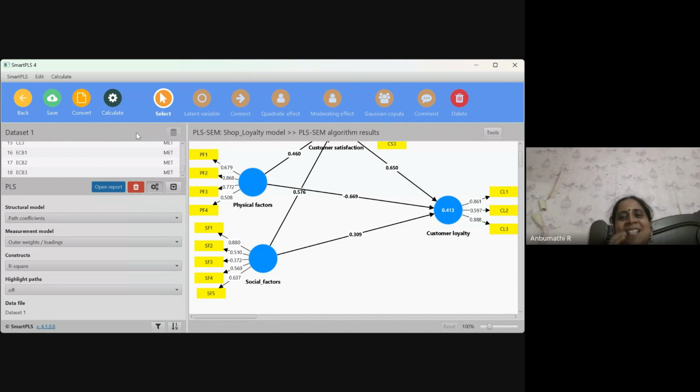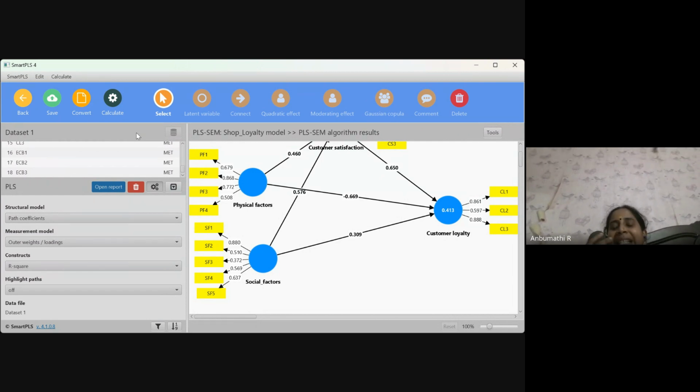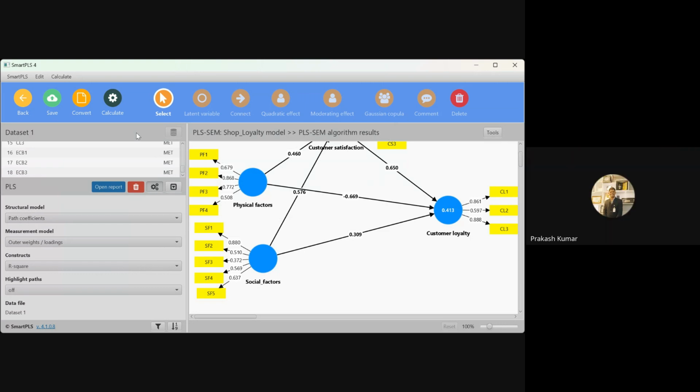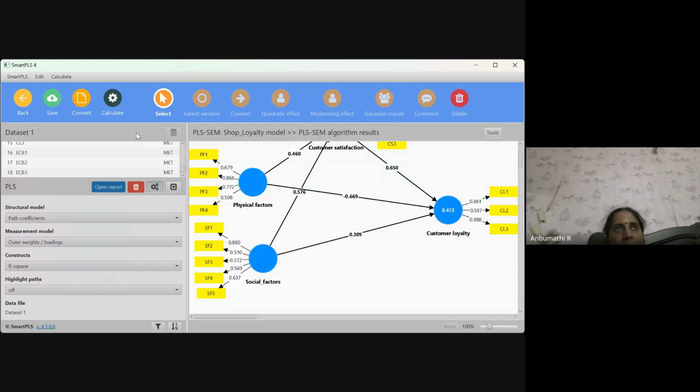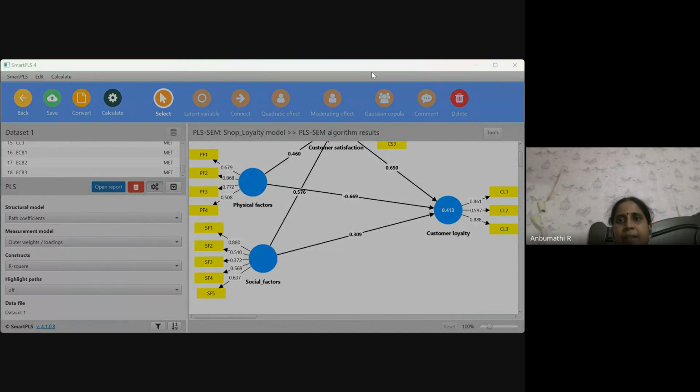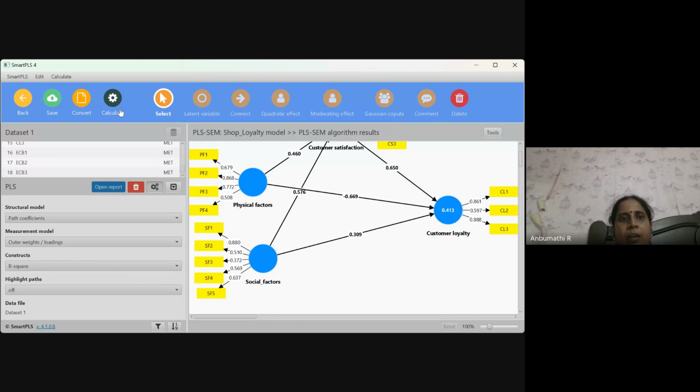Okay. So there is a technique called resampling. For example, generally we do have more than 300, 400 samples. So what you will do, you will run the bootstrapping. So I will explain this. Go to this model, go to calculate and press bootstrapping.